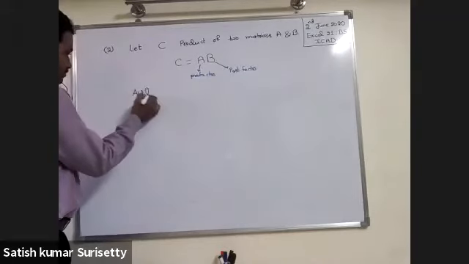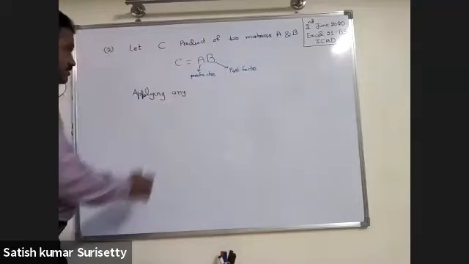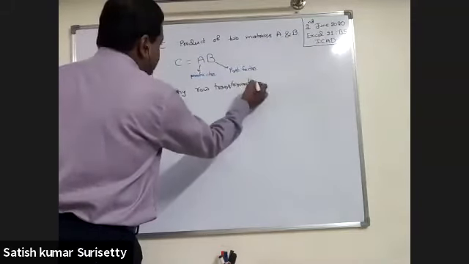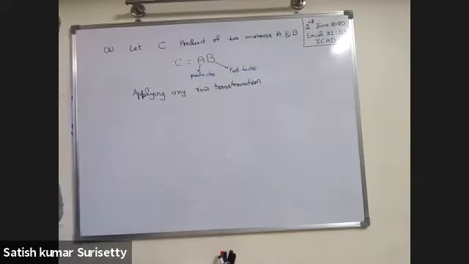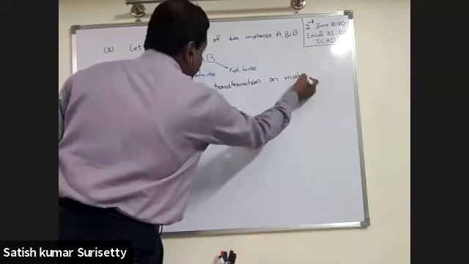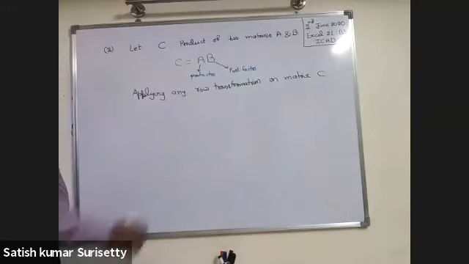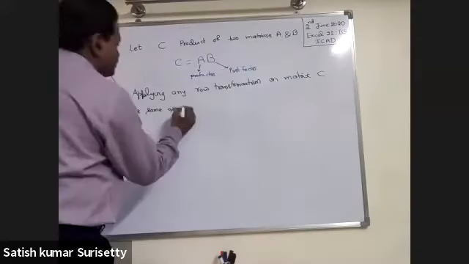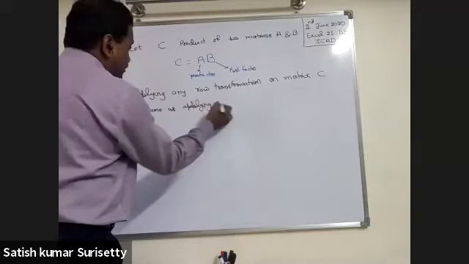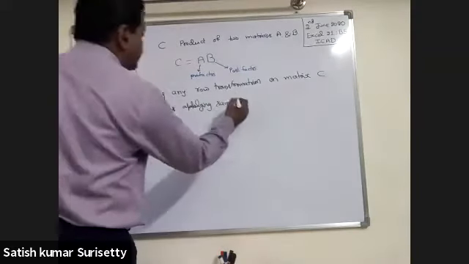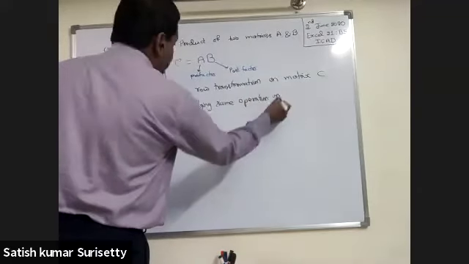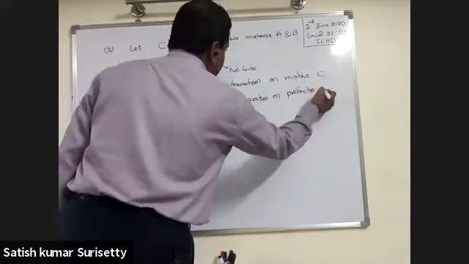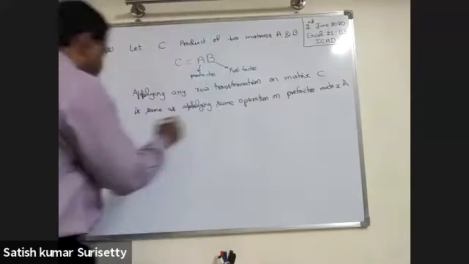Applying any row transformation on matrix C is same as applying the same operation on the prefactor matrix A of the product.